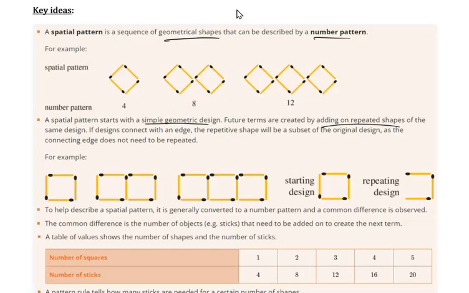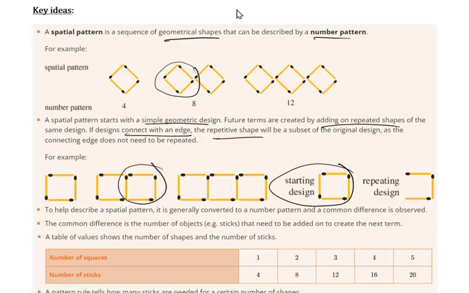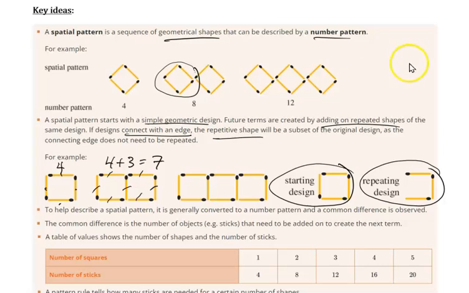So for this one, we got 8 because we didn't share any common edges. If we connect with an edge, then the repetitive shape will be a subset. So this is our starting design, but as you can see, when we add another one, this one was already there, so we only need to add that. So we only need to add 3 each time. This one is 4, because 1, 2, 3, 4, but this one is 4 plus 3. If we count 1, 2, 3, 4, 5, 6, there's only 7 matchsticks in there. And this one will be 4 plus 3 plus 3, so we can represent that in numbers.